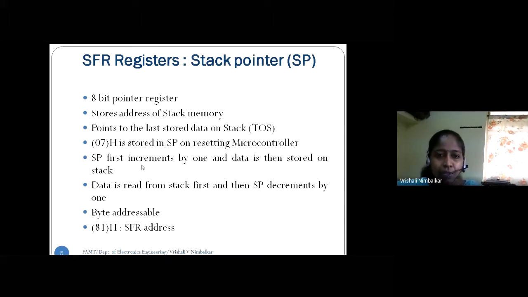Next, when we store data on stack, the stack pointer first increments and then the data is stored on stack. Okay, we will see this in detail. And when we read data from stack, the data is read first and then the stack pointer decrements by 1. So storing the data, increment and then store. Reading the data, first read and then decrement. Is that okay? Now something a bit more related to stack we will see.